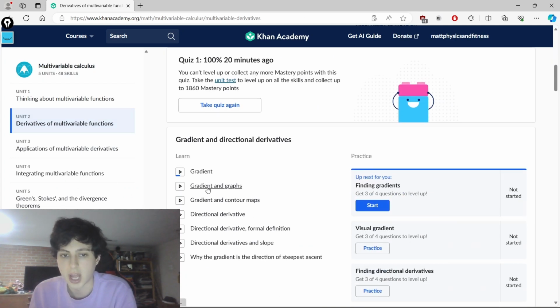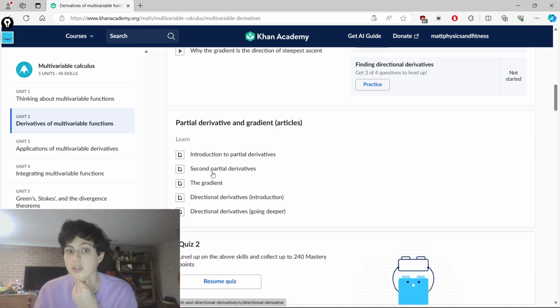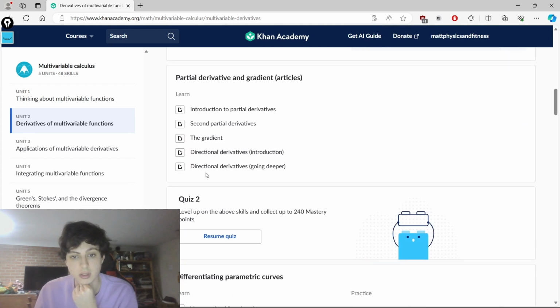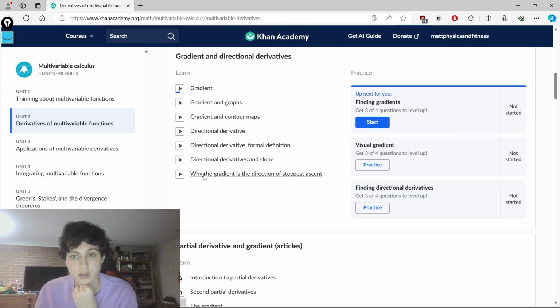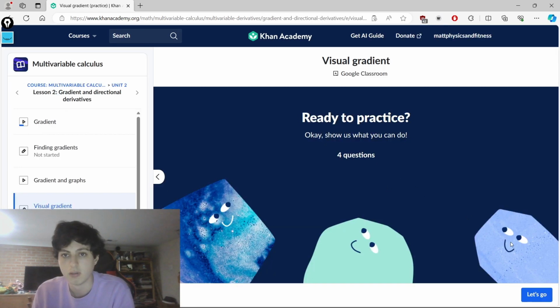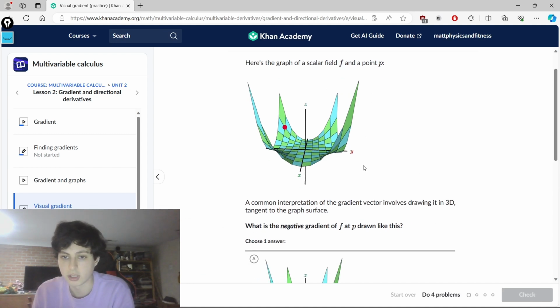Gradient, gradient in graphs, gradient in contour maps, directional derivative. I think that might be what we need. Finding directional derivatives. Finding gradient, visualizing gradient, finding directional derivatives. Let's do some practice. Visual gradient. Here's a graph of the scalar, a common interpretation of the gradient involves drawing it in 3D.